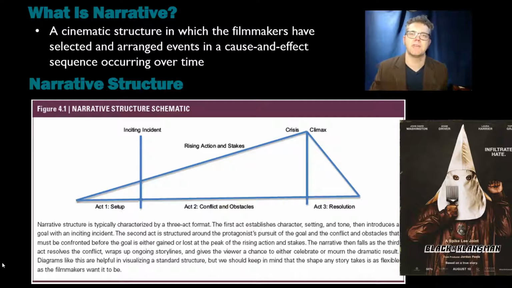So once again, we have this traditional narrative schematic, and we're going to divide it into 3 acts today. It's often divided into 3 acts. Many films are divided into 3 acts. Your textbook says narrative structure is typically characterized by a 3-act format. And we're going to walk through this taking a look at BlacKkKlansman.